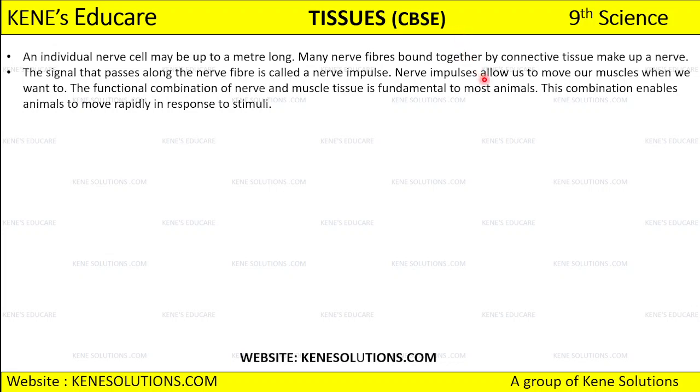allows us to move our muscles. What does the nerve impulse allow us to do? To move our muscles when we want to. Whenever we want to move our muscles, who is helping us with that? Our nerve impulse is helping us move our muscles whenever we want to, right? So the functional combination of the nerve and the muscle tissue is fundamental to most animals. What did I just say? The functional combination of the nerve as well as the muscle tissue is fundamental to most animals. This combination enables the animals to move rapidly in response to stimuli.